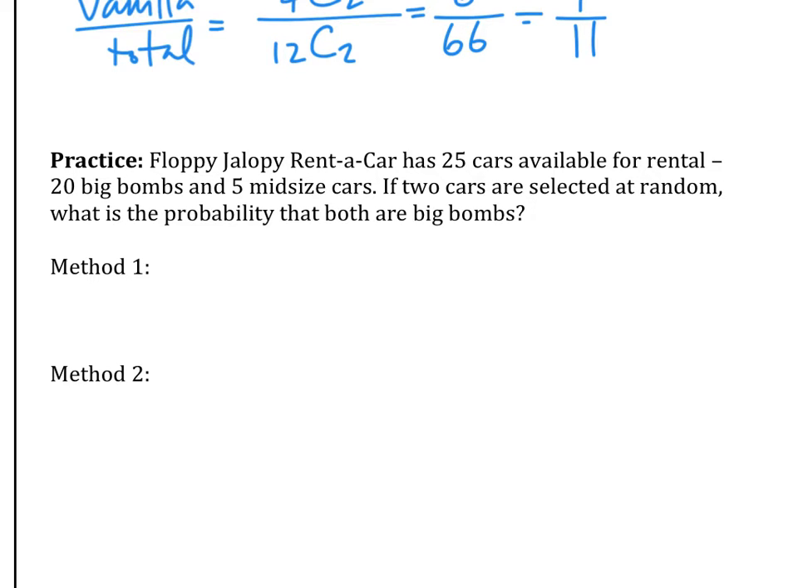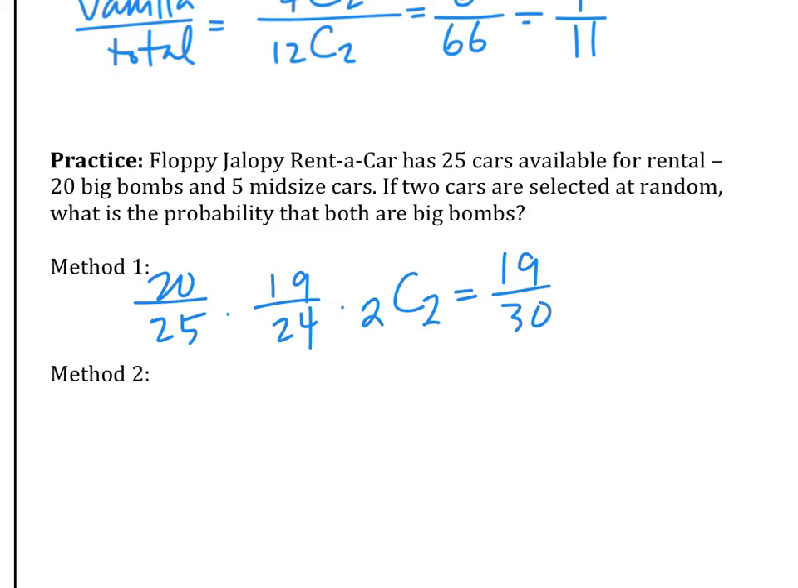All right, method 1. So you are trying to get big bombs. So that's 20 possibilities out of 25 cars. And then once you do pick it, you have 19 big bombs left and 24 cars left. And you're going to multiply by 2C2. How many ways can these 2 cars come out of 2? So you get 19 out of 30.